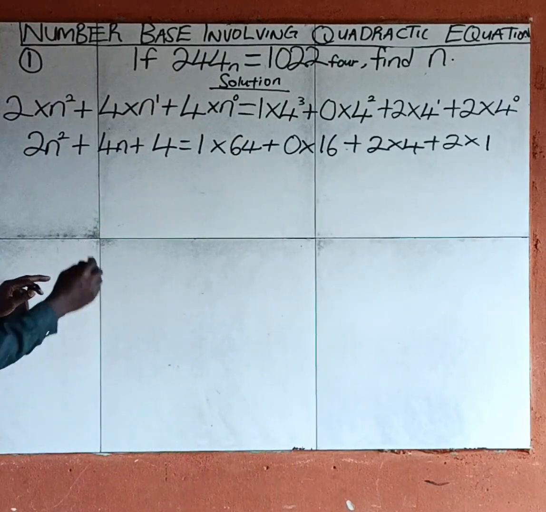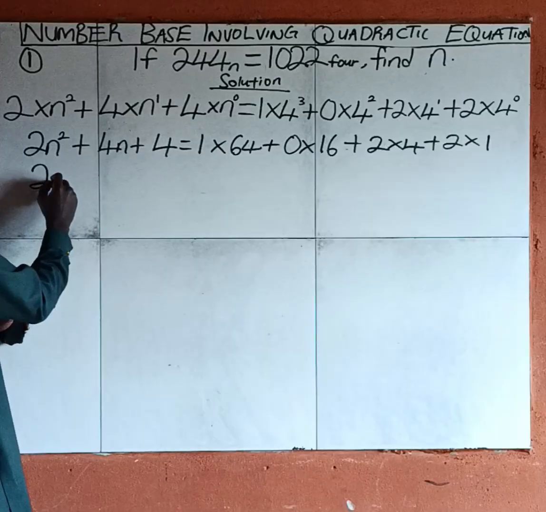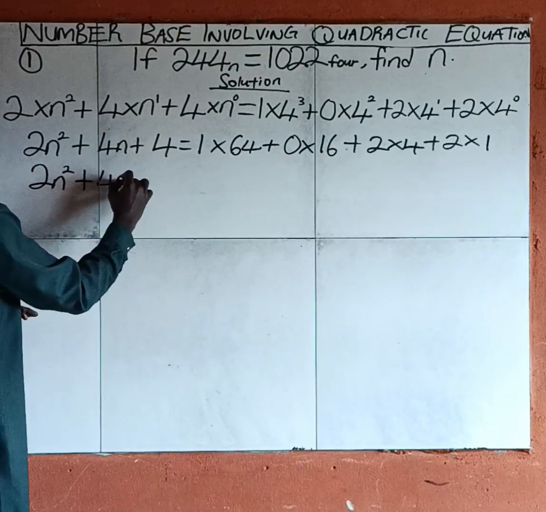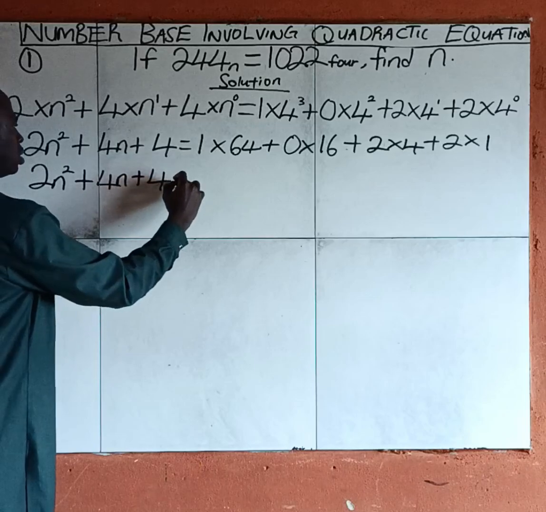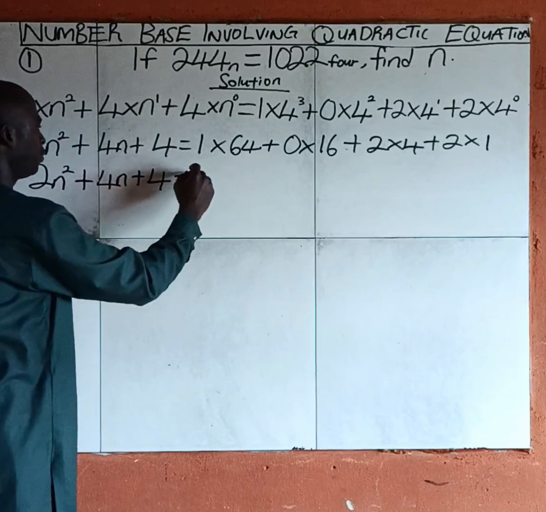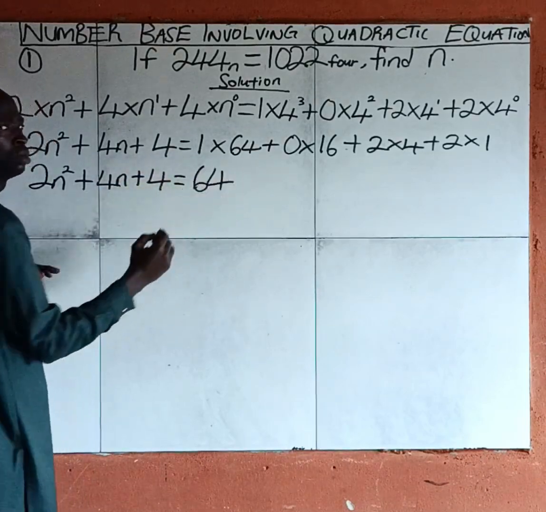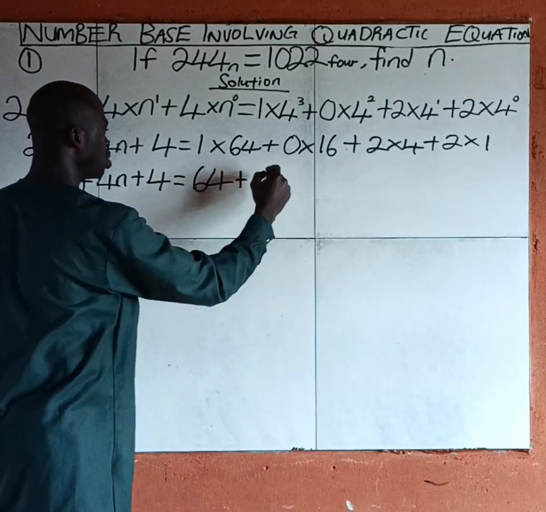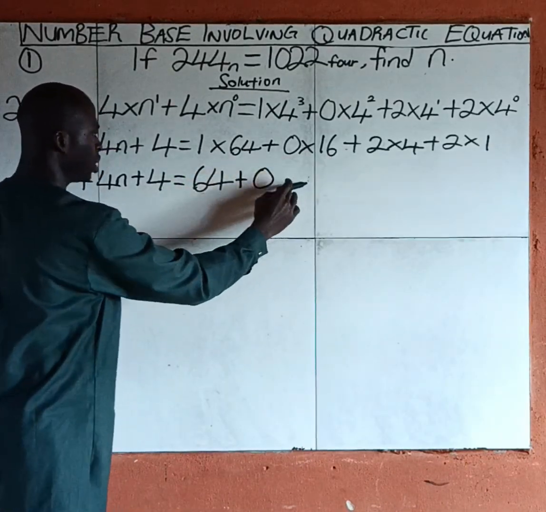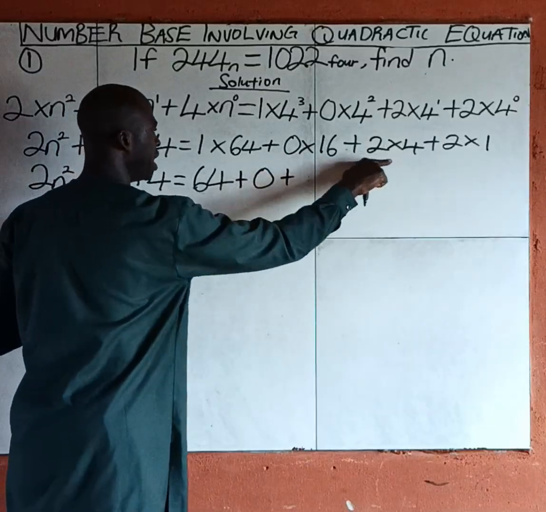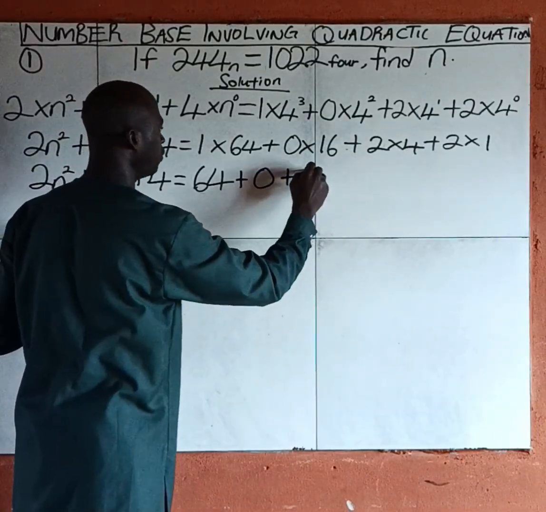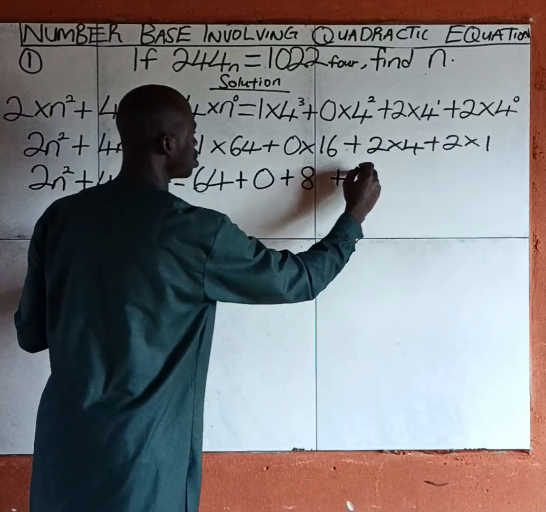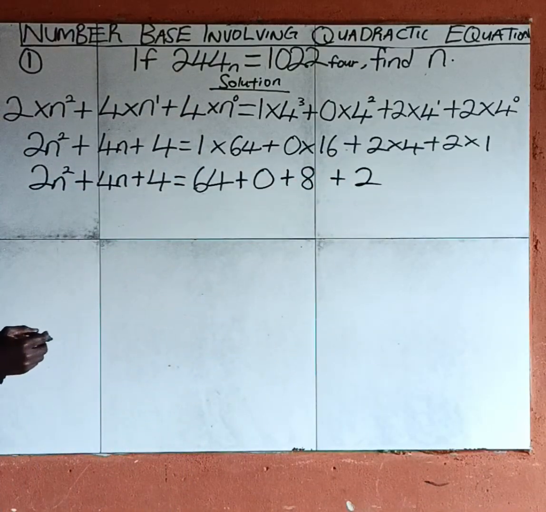Now at this stage, we're going to rewrite. This is 2n raised to the power of 2. You can see the way I'm doing it. Now 1 multiplied by 64 will give us 64. Plus, anything multiplied by 0 is always 0. So 0 multiplied by 16 will give us 0. We are coming here. 2 multiplied by 4 will give us 8. Now 2 multiplied by 1 will give us 2. Now this is where we are currently.